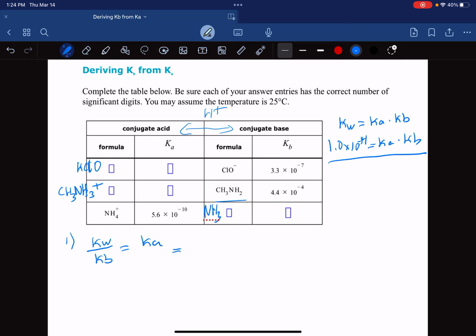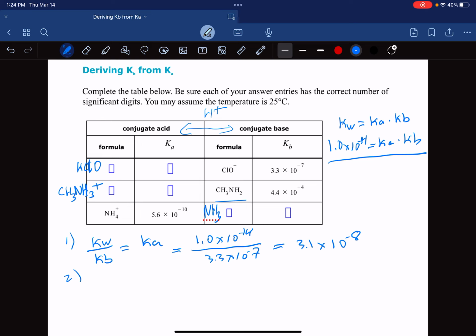But when we plug our numbers in, we're going to put on the top 1.0 times 10 to the negative 14, all over 3.3 times 10 to the negative 7. And that's going to equal 3.1 times 10 to the negative 8. We're going to keep the same significant figures that they had before.